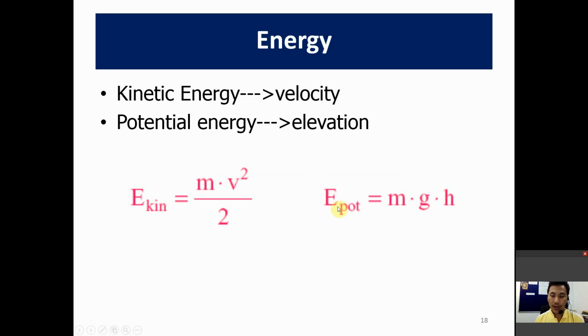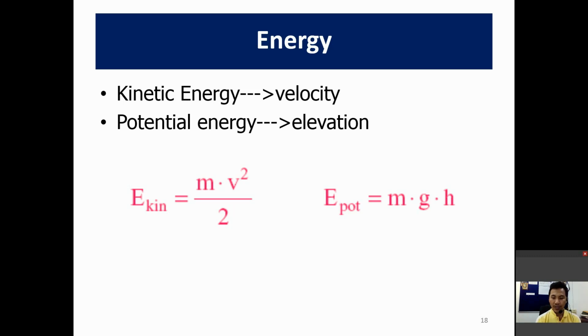Another one is the potential energy. It's such an elevation that causes energy change. So by definition, you will have potential energy equal to mass times gravitational acceleration, times h, which is the height. So basically here it's the elevation itself, the difference between high here and low there that gives you a different potential energy.